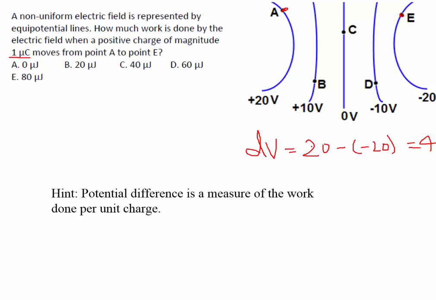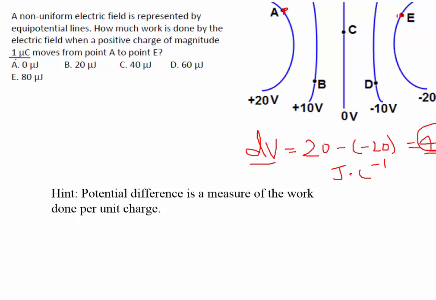Here we need only take the magnitude, so don't worry about how we subtract the 20 minus negative 20 or negative 20 minus 20. So the magnitude of the change in potential is 40 volts. That's right. What does that mean? What is a volt? A volt is joules per coulomb. In other words, it means the amount of work that needs to be done to move one coulomb of charge from A to E is 40 volts. That's the meaning. The potential difference is 40 volts.